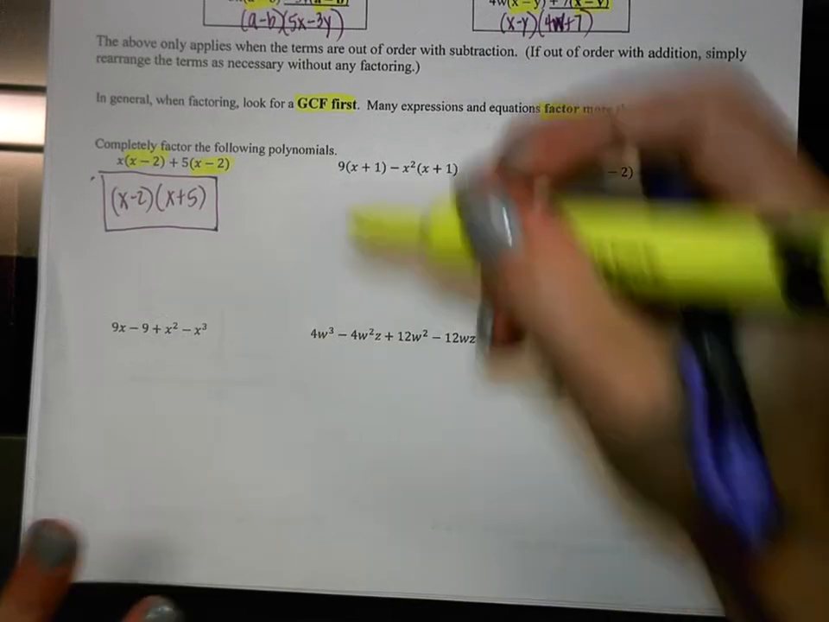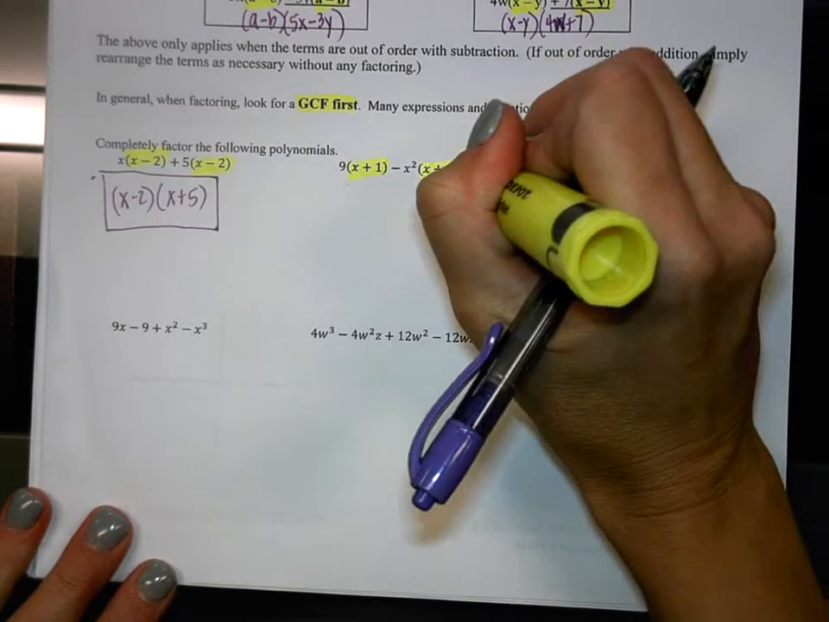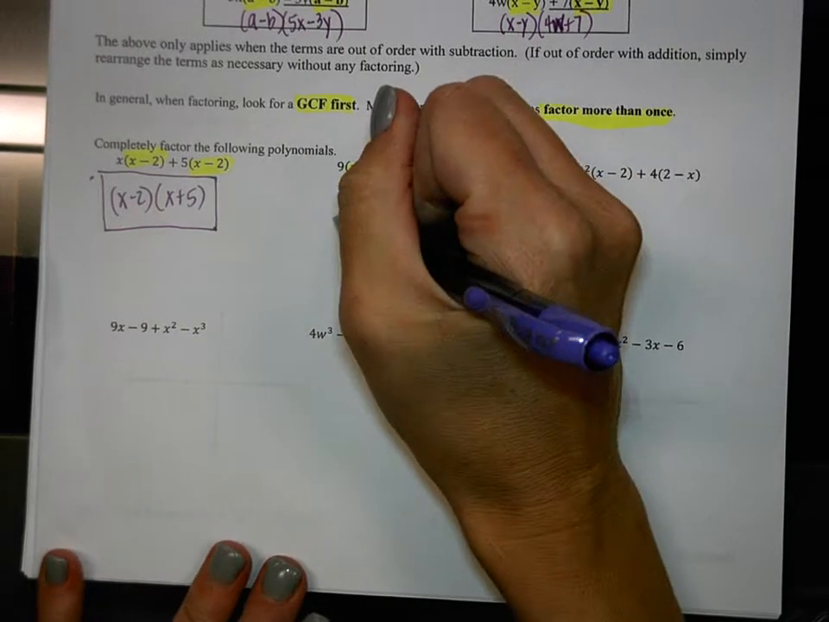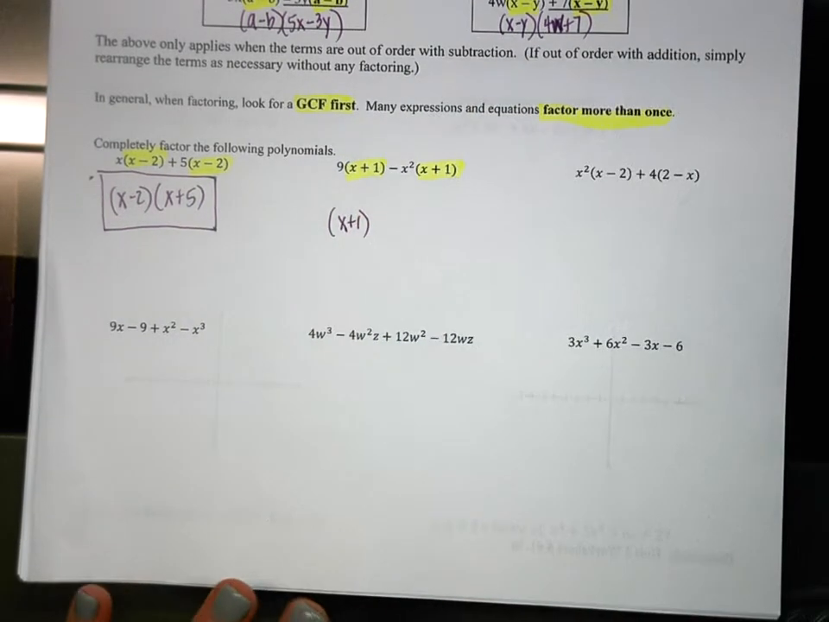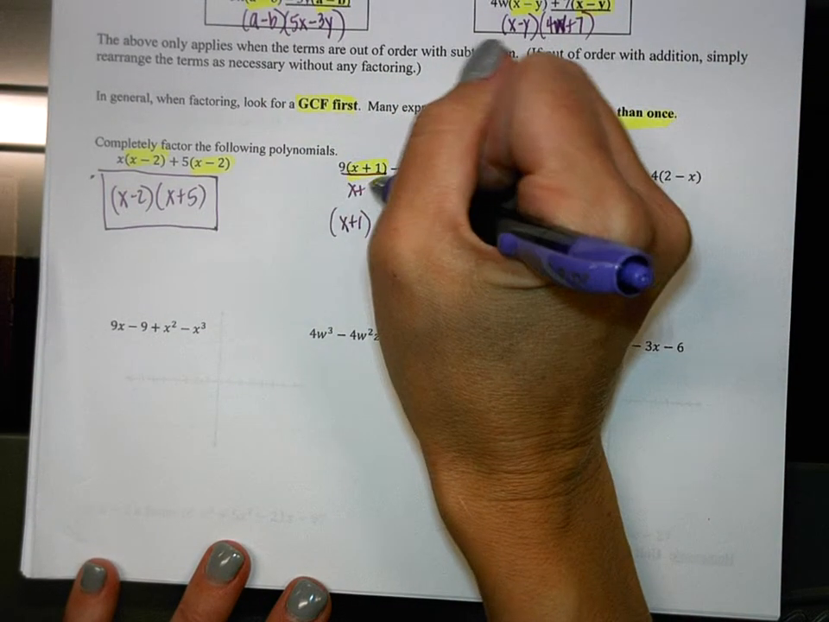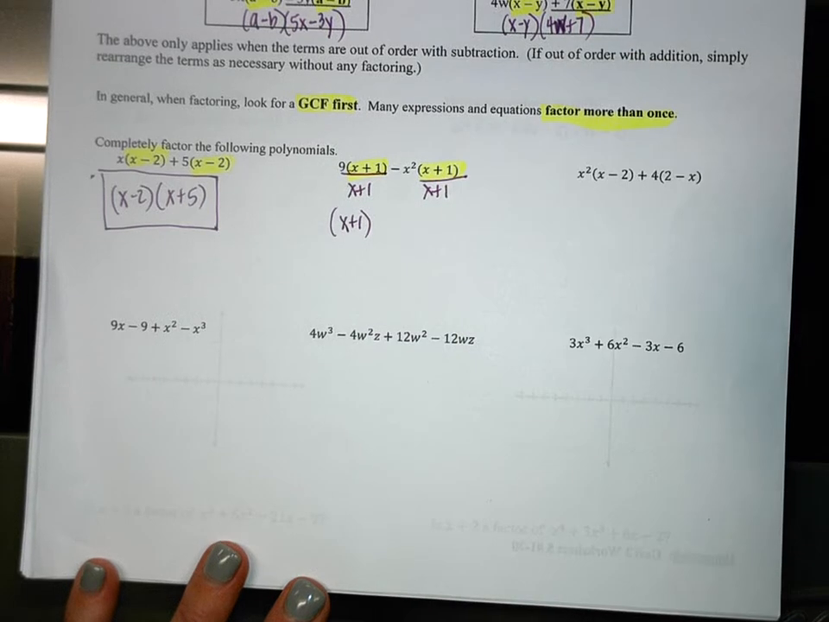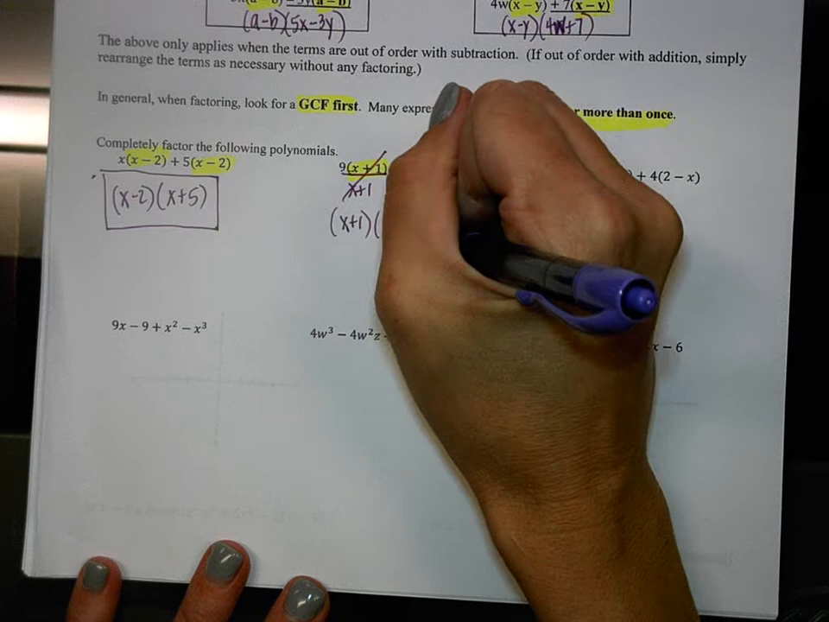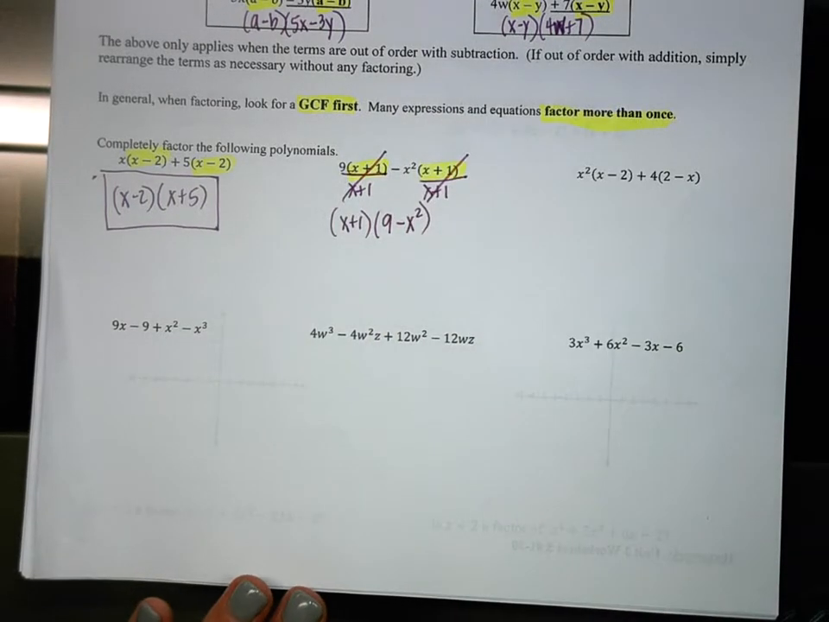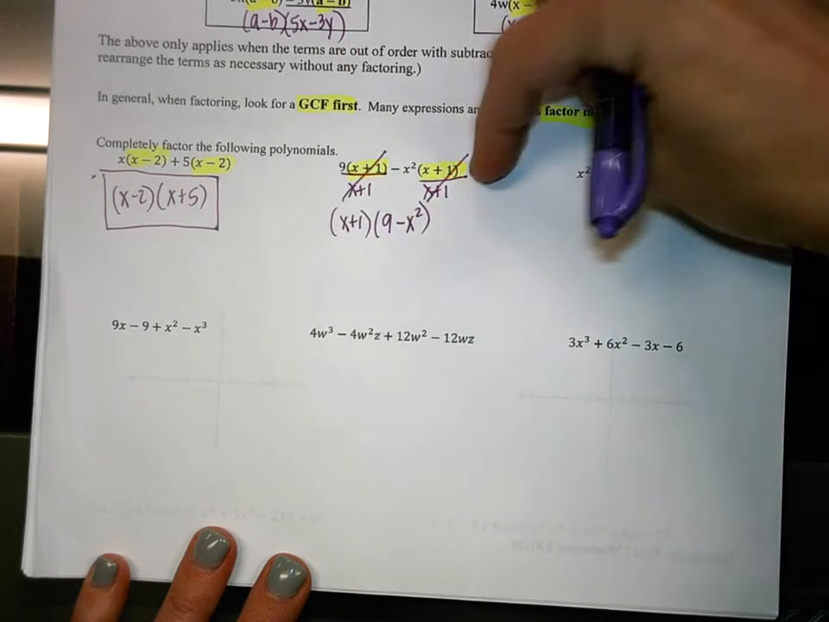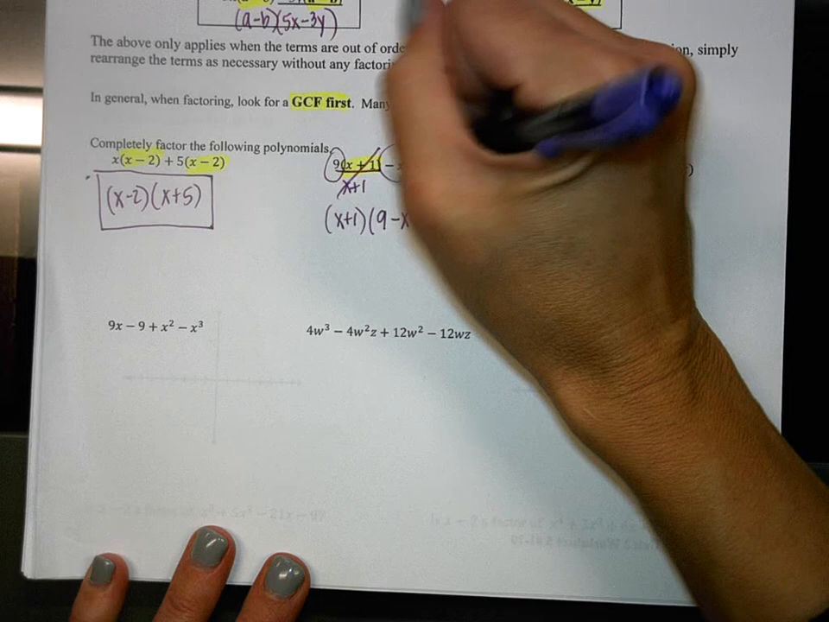Okay, next problem. Again, notice we have x plus 1 and x plus 1. Those are like terms. Our GCF is x plus 1. When I factor out the x plus 1, and just in case this isn't making sense to you guys, you know how when we factor out a GCF, we're dividing each term by the GCF. So I'm dividing these by x plus 1. These eliminate, and you're left with the 9 minus x squared. So x plus 1 is our GCF that we're taking out. We're reducing, and we're left with what's in front here, which is our 9 minus x squared.